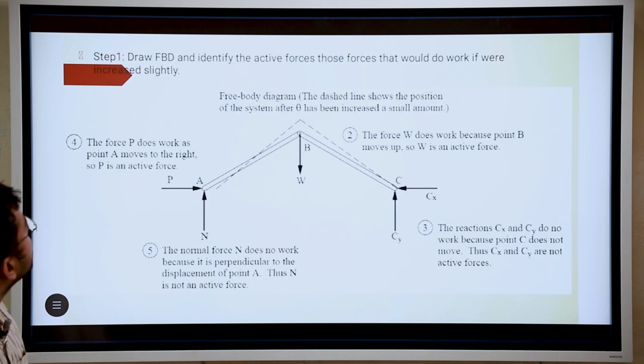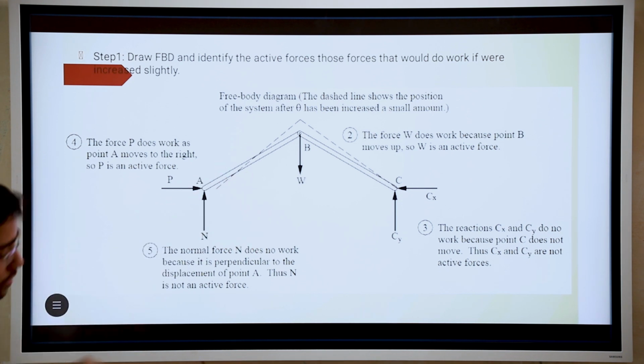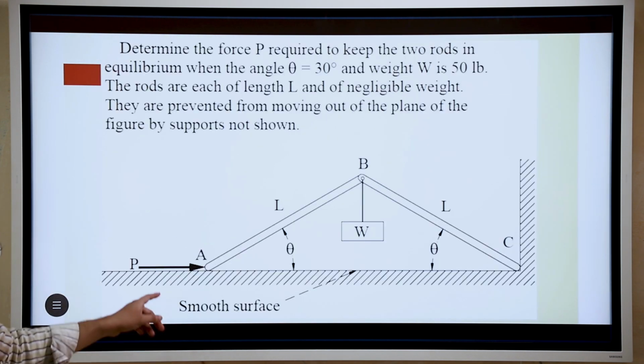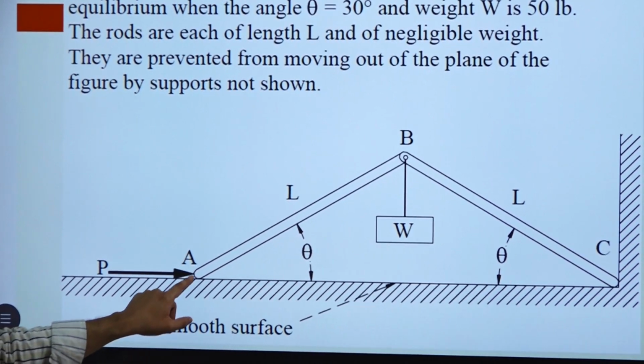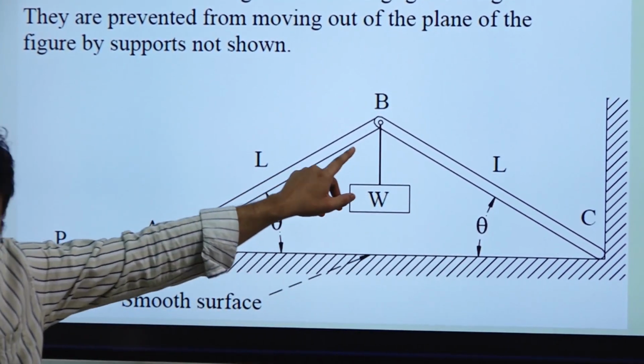So how do we solve it? First, obviously we have to draw the free body diagram. Here you can see the free body diagram at this point, and the free body diagram at this point, and the free body diagram at this point, right?